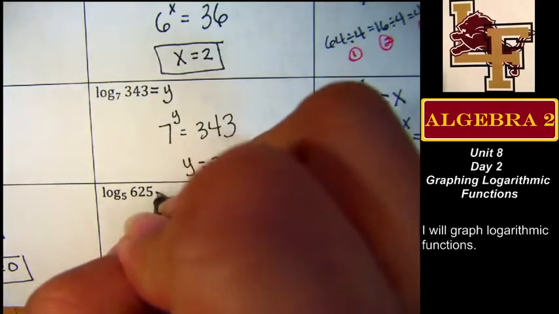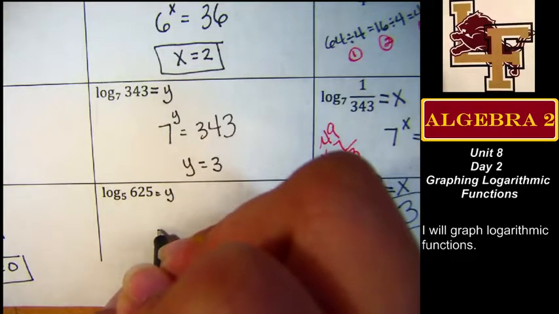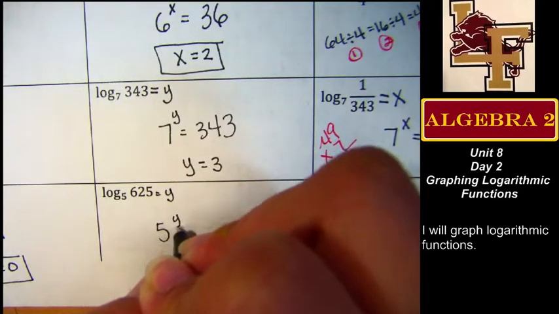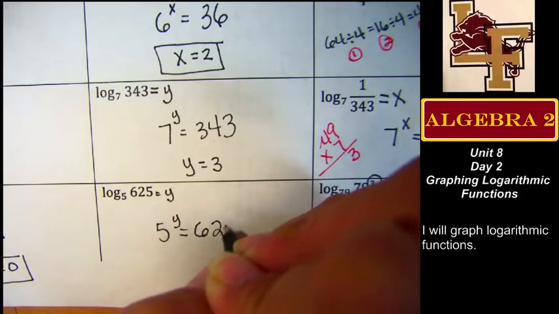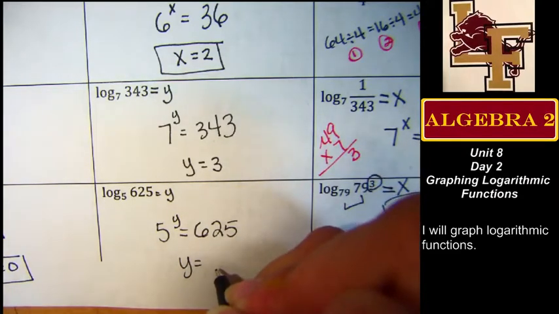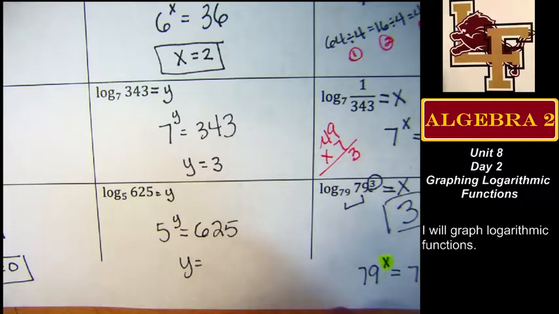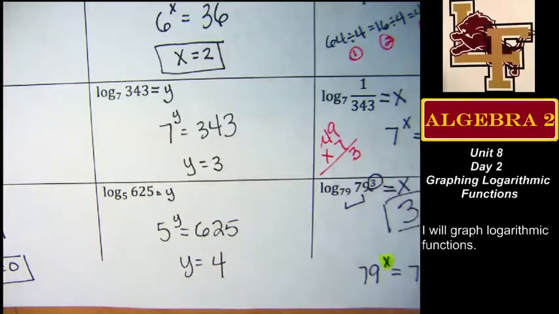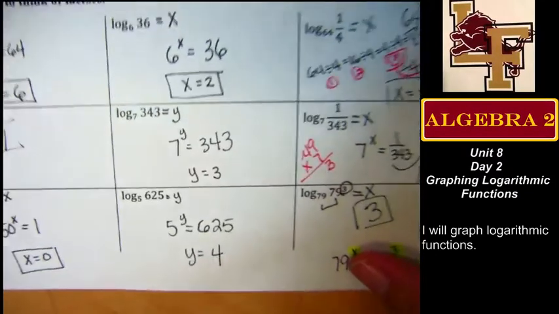Good. Looking at this one, what's my base? 5. My exponent? y. And my result? 625. Beautiful. And y equals? 3? No, 4. 5 times 5 is 25, 25 times 5 is 125, and then 125 times 5 is 625. So it's 4. All right, you guys are feeling really comfortable with this. I'm super, super happy. Flip the page.